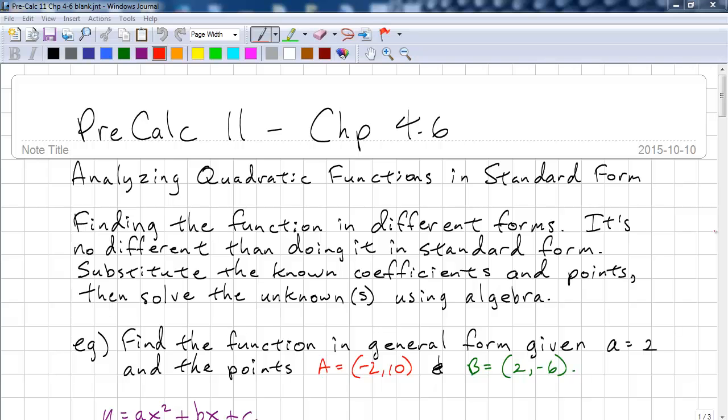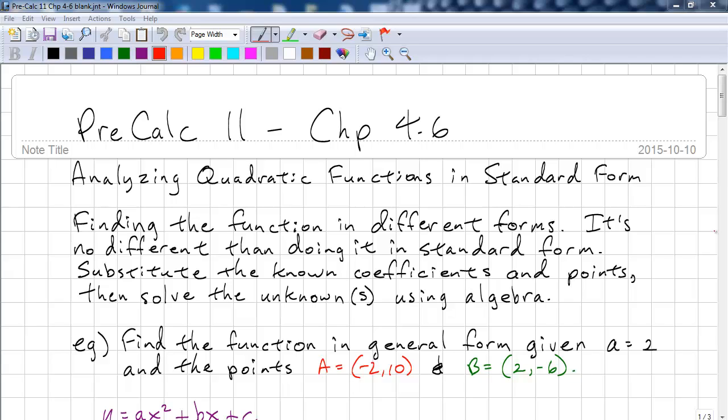This is PreCalc 11, Chapter 4.6. We're going to be analyzing quadratic functions in the standard form. And we need to be able to find functions in different forms. It's no different than doing it in standard form. We substitute the known coefficients and points, then solve the unknowns using algebra. So a graph is not required.